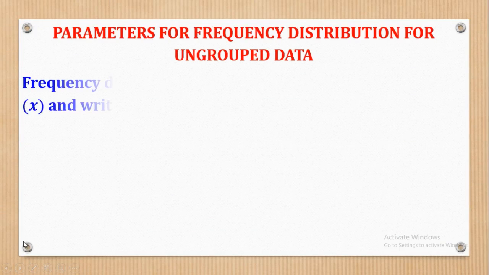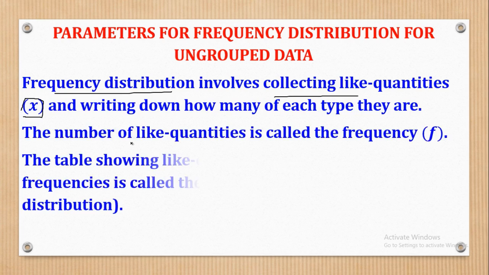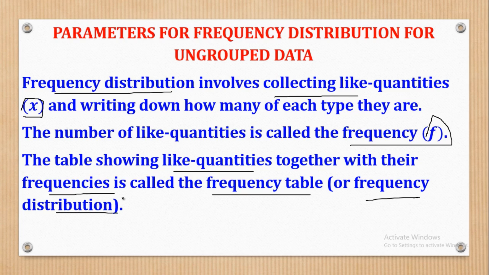So here we shall talk about the parameters for ungrouped data with frequency distribution. Frequency distribution involves collecting like terms or like quantities, and we denote them by a symbol x, small x, and writing down how many of each type they are. The number of like terms is called frequency, and we denote it by a symbol small f. A table showing like quantities together with their frequencies is called a frequency table or a frequency distribution. So know those terms.